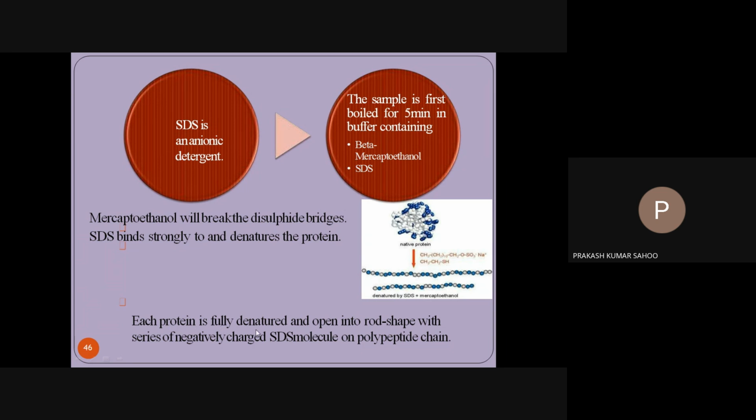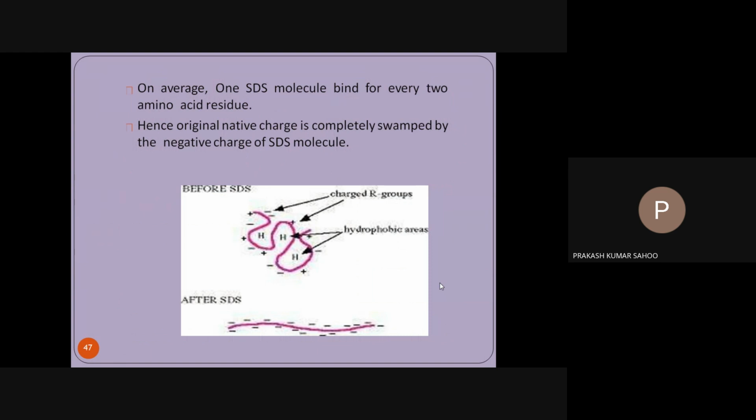So each protein is fully denatured and opened into a rod shape with a series of negatively charged SDS molecules on the polypeptide chain. So on each polypeptide chain, a series of SDS molecules gets attached, and the important thing is the protein becomes denatured and opened into a rod-shaped structure. Then on average, one SDS molecule binds for every 2 amino acid residues. Hence, the original native charge is completely swamped by the negative charge of SDS.